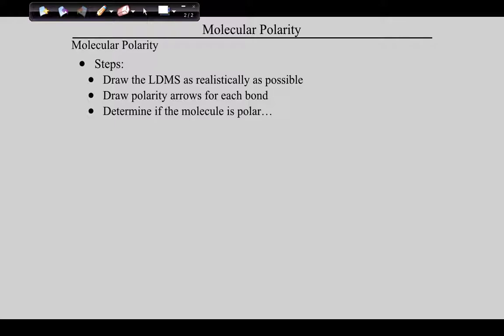Then, guys, step number 3, and this is the big idea for today, you are going to figure out if the molecule is polar. Because, guys, it turns out polar bonds don't necessarily make polar molecules.